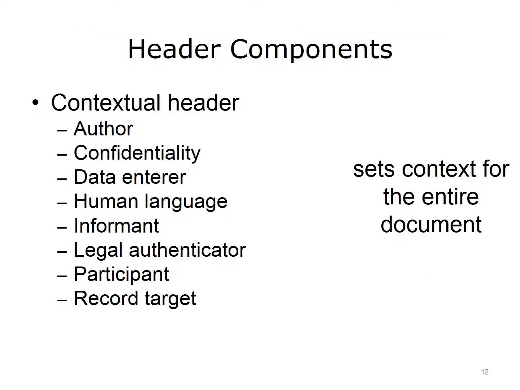Slide 12. This is the structure for the header. Author, confidentiality, data enterer, human language, informant, legal authenticator, participant, record target. The header sets the context for the entire body. However, structure can be changed within the document or for a section of a document. For example, the header can set the confidentiality as public, but within the document can set confidentiality to private for an indicated section.